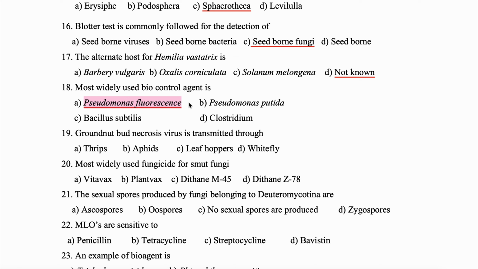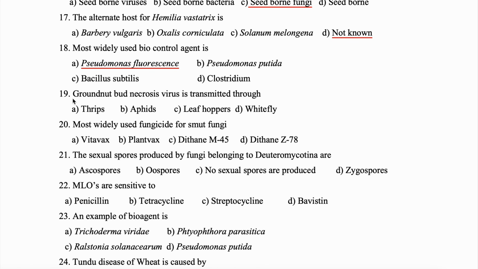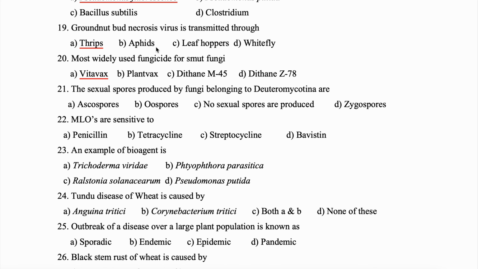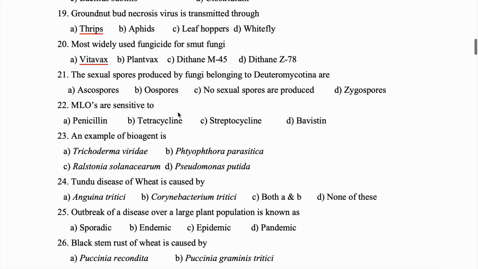It is Pseudomonas fluorescens. Question 19. Groundnut bud necrosis virus is transmitted through thrips. Next question. Most widely used fungicide for smut fungi. For smut fungi, it's Vitavax. If it was for rust fungi, it would have been Plantvax, because both belong to the same group, that is oxathiin group. We normally get confused in this question, but remember, for smut it is Vitavax. If it was asked rust, then it would have been Plantvax.